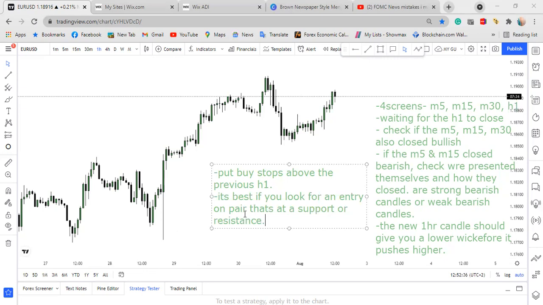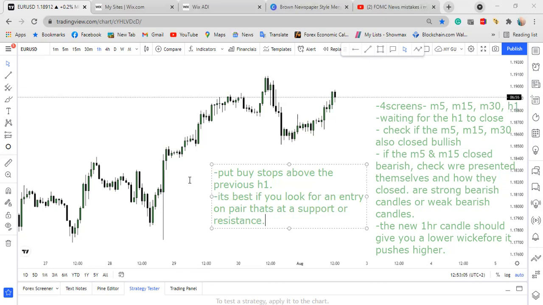So that's all. If you are in a trending market, that's fine, but it would be best to look at this situation or for an entry on a market that's at a support or resistance, because if price rejects the support or resistance, it will aid us in what we are looking for next. So let's look at our stop loss and our TP, what we should look for and what we should expect.